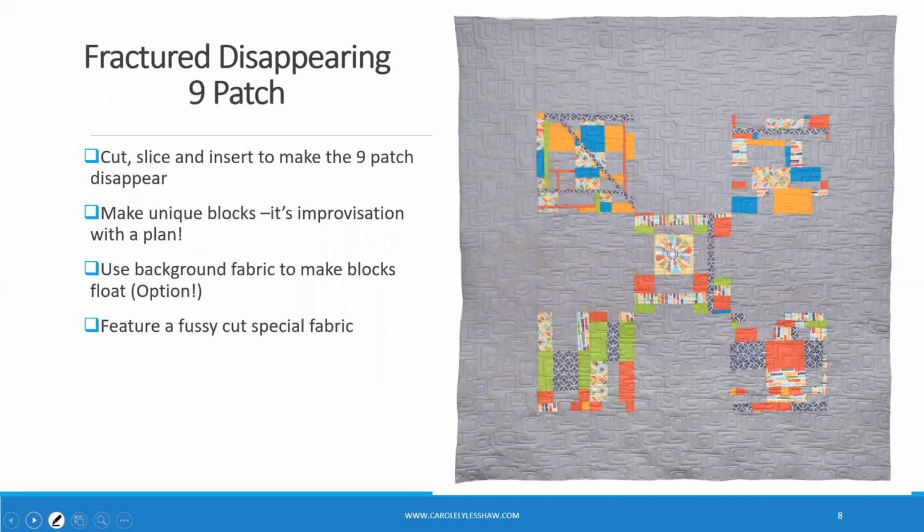The next project is the Fractured Disappearing 9 patch. Now, I know some of you are familiar with fractured disappearing 9 patch techniques, but this technique is unique because we will cut and slice and even add inserted fabrics to make each of your blocks really, really unique. So it's improvisation, but with a bit of a plan, because I'll show you the ways that I suggest you cut and sew back together the pieces.